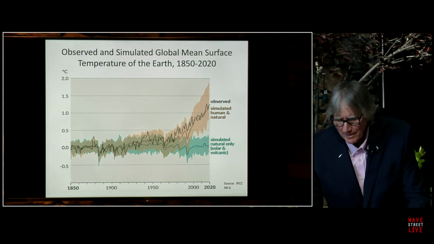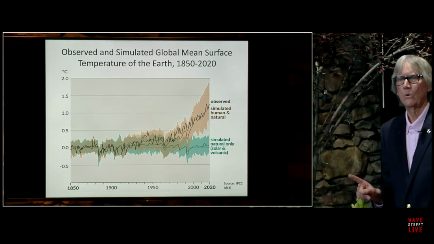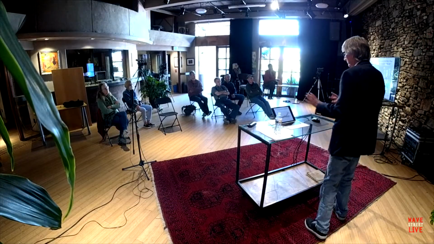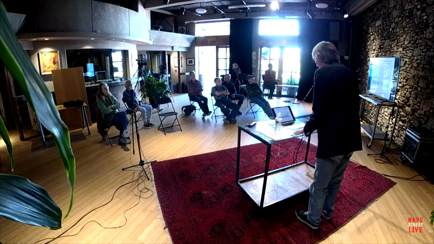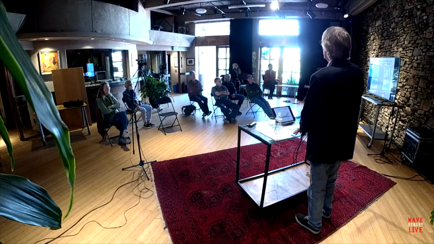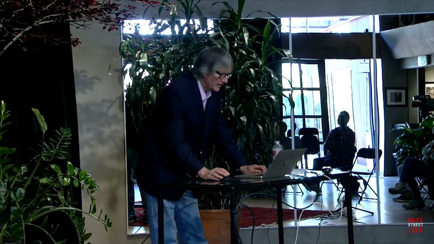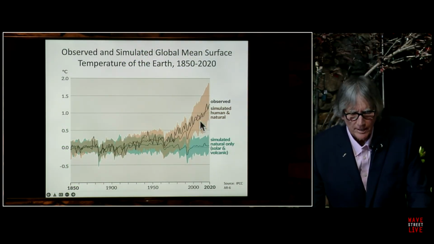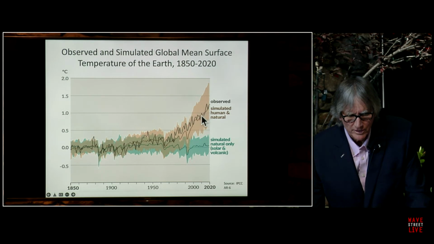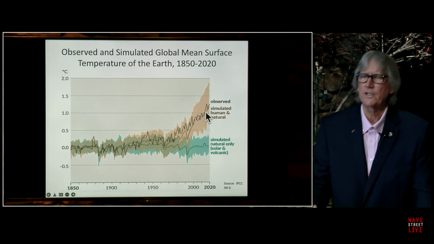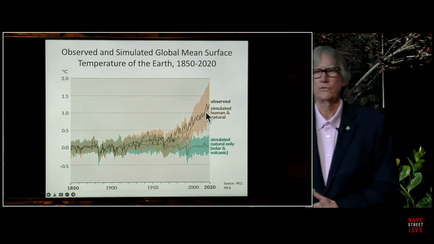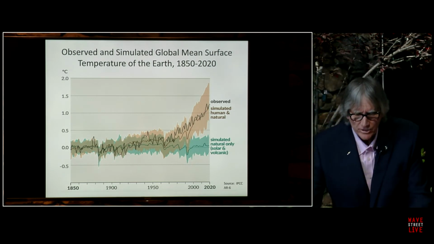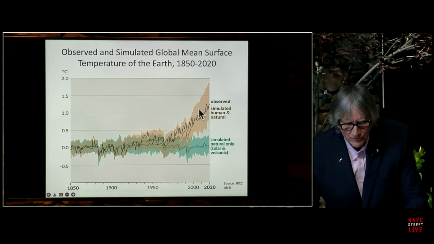So I'm going to introduce a little bit of a wonky, geeky kind of term: signal to noise ratio. You can think of the difference between the model runs that don't change the greenhouse gases and the model runs that do change the greenhouse gases as the signal. That's the signal of human-induced climate change. And you can consider this envelope of uncertainty here as being the noise.